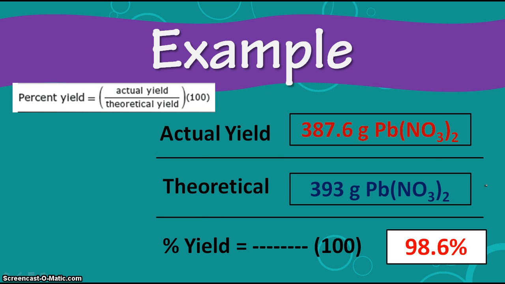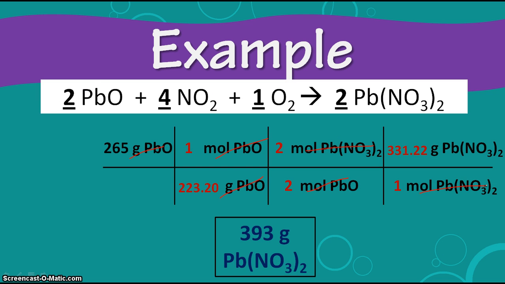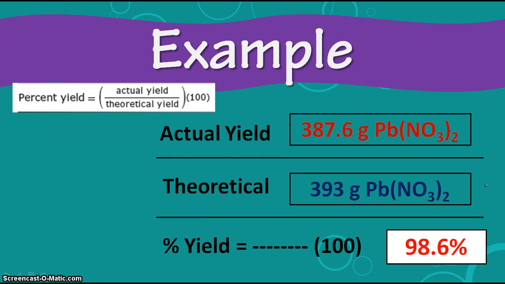So let's analyze our values. We started with 265 grams of lead-2 oxide. Now in the lab, this produced 387.6 grams of lead-2 nitrate. However, on paper, it should have produced a total of 393 grams of lead-2 nitrate. So you can see again how the theoretical gives us the ideal circumstance, the maximum amount that can be produced, whereas the actual yield accounts for any lab issues and is going to be smaller.